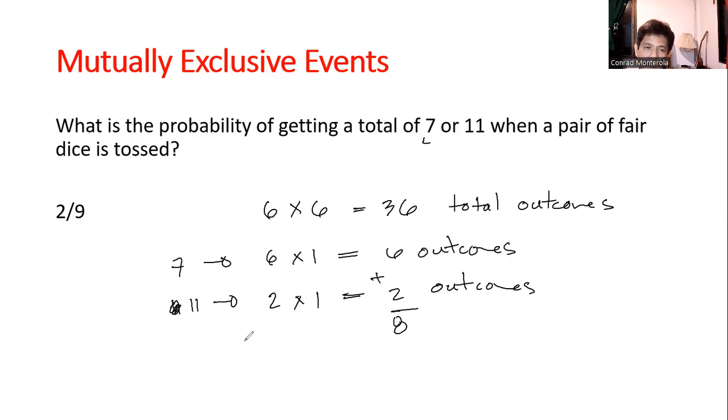So yung 8 divided by 36, pag nag-cancel out tayo dito, halimbawa sa divided by 4, ano? So pag dinivide niyo ng 4 yung 8, you will have 2, tapos 36 divided by 4, di ba? 9. No? So that's why we have 2 over 9.